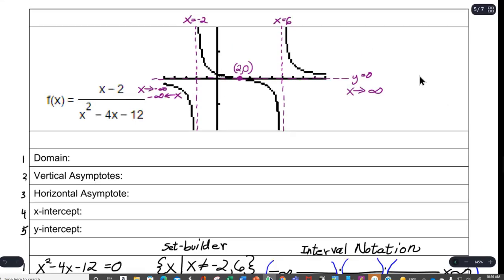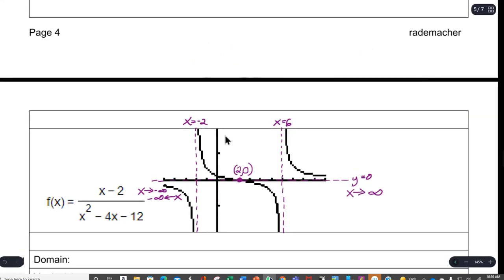And while we're at it, x is always 0 on the y-axis. So the name of the y-axis is x equals 0. That's just a separate little fact there.